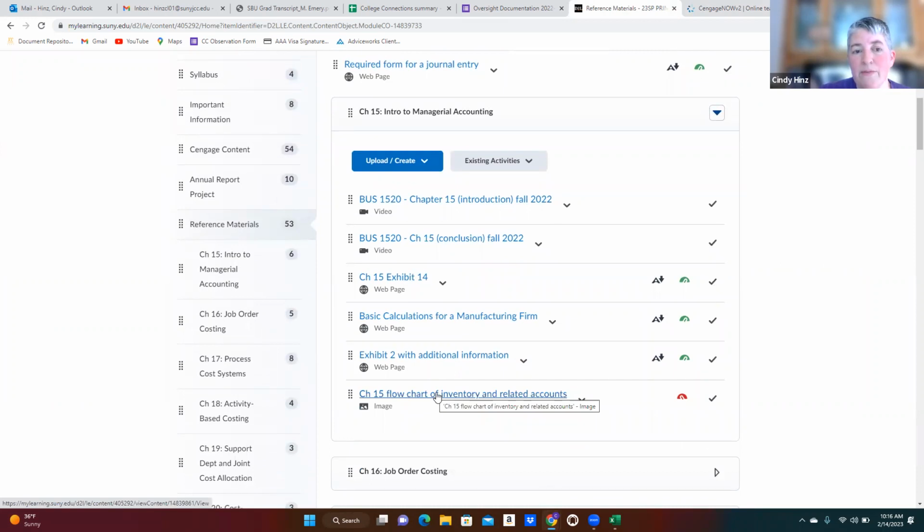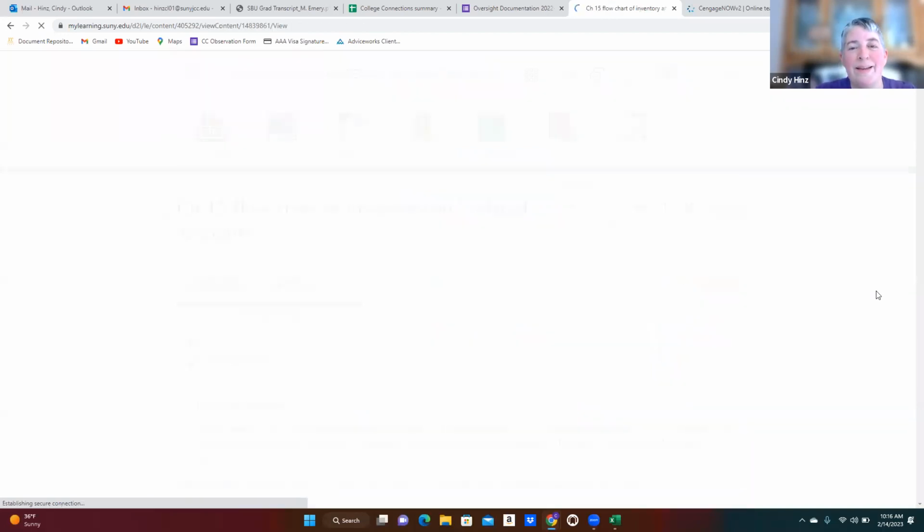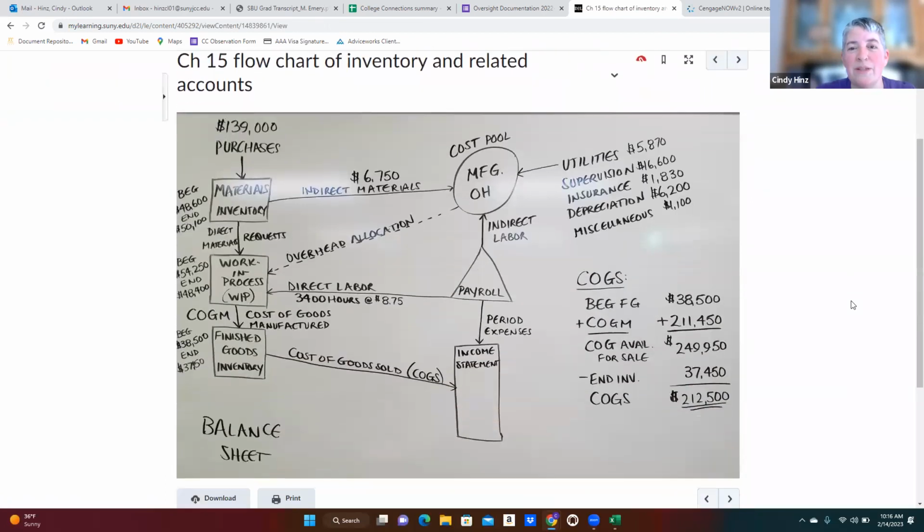In Brightspace, in the reference materials folder for chapter 15, hopefully you've already seen this. I have this flow chart, and it's very rudimentary. This is actually a photo that I took of me writing on the whiteboard. You can ignore all of the dollar amounts. But really what we're doing is looking at what happens here in this work in process account. What started in there? What did we add to it? What did we take from it? And so what do we have left?